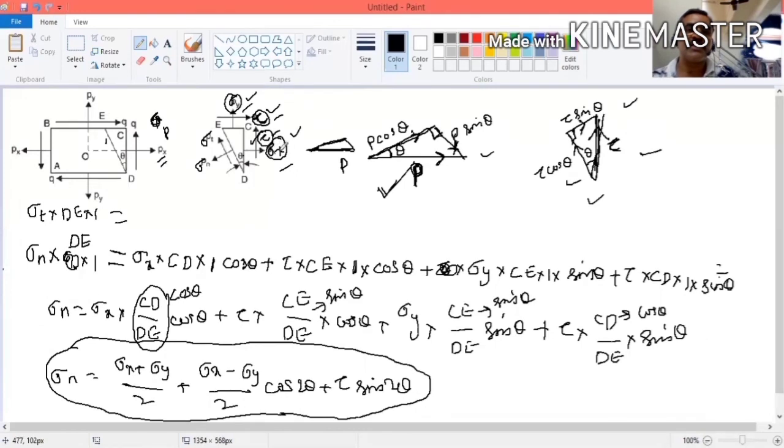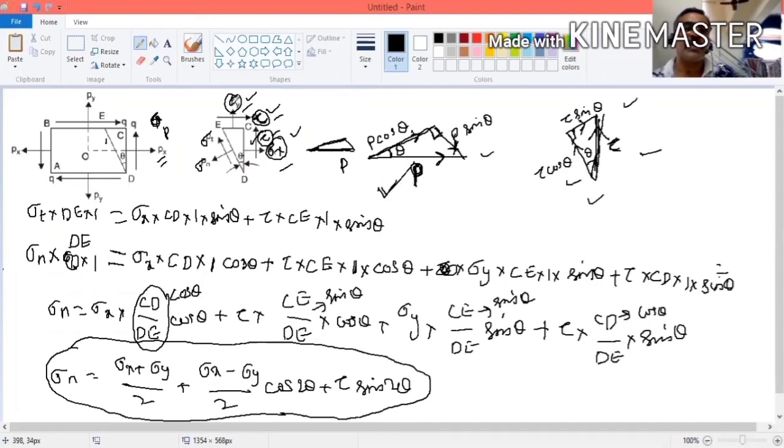So now you take sigma x into CD into 1. I want it along this direction. If I want to convert it along this direction, you have to put sin theta. This is acting in the downward direction. Now you take the tau. It is acting in the horizontal direction. So if you resolve along this direction, the same thing: plus tau into area CE into 1 into sin theta.